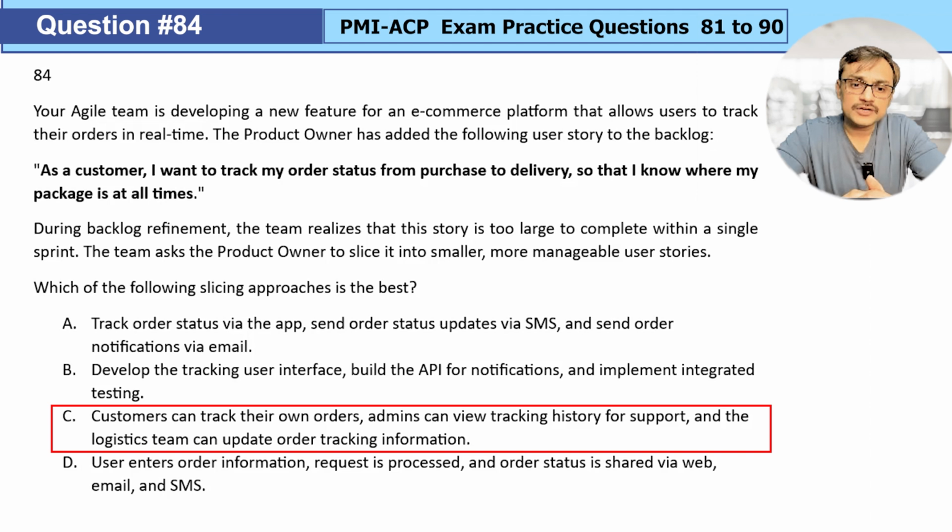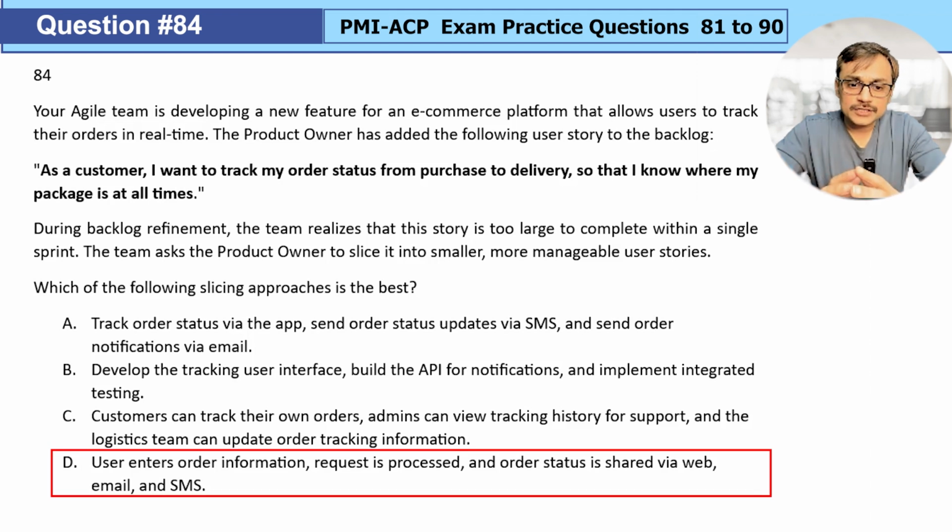Option C, customer can track their own orders, admin can view a tracking history for support, and the logistics team can update order tracking information. Looks like logical business inputs, but you probably notice it is going beyond the scope of the user story. The user story we are slicing is written from the perspective of a customer. Now, why involve the admin and the logistics guy when you are slicing a customer-oriented user story? That way, not relevant.